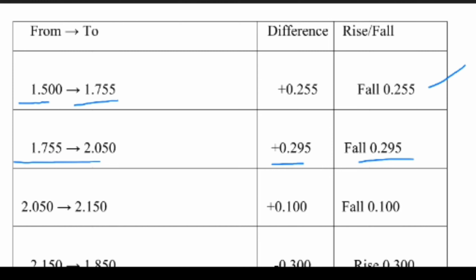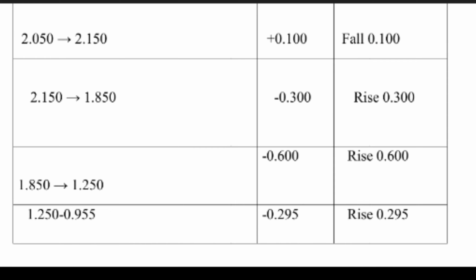And from 2.05 to 2.15, the difference will be positive, so again they have written fall. Same way, 2.15 to 1.8, you get a negative value.